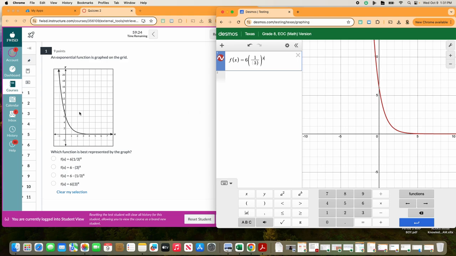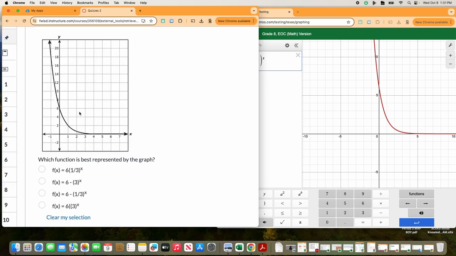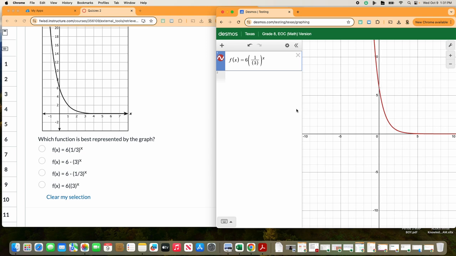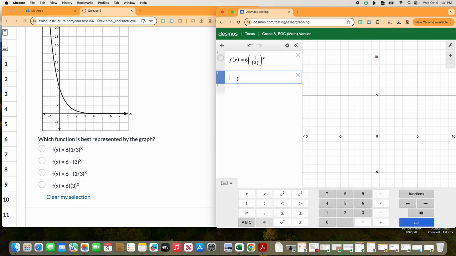Before you do this one, it's really important that you do week number 2 because it talks about the X and Y intercepts. So this one crosses here at 6. This one also crosses here. It looks good so far. I'm going to click on this one so I can type in the other ones and see if it's one of the other ones. All right, I typed this in.